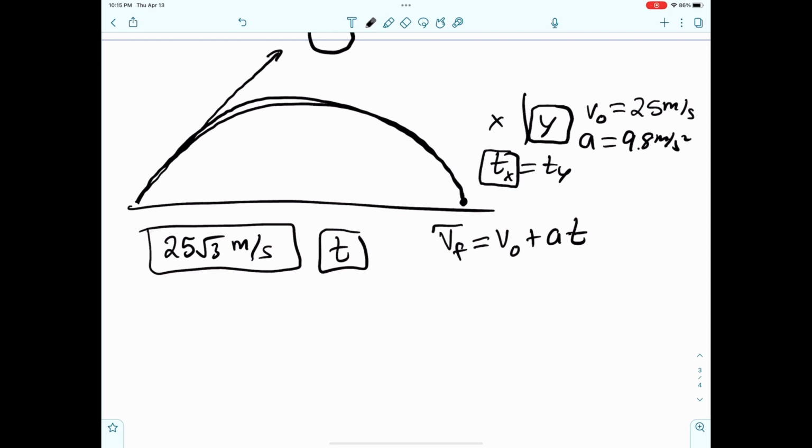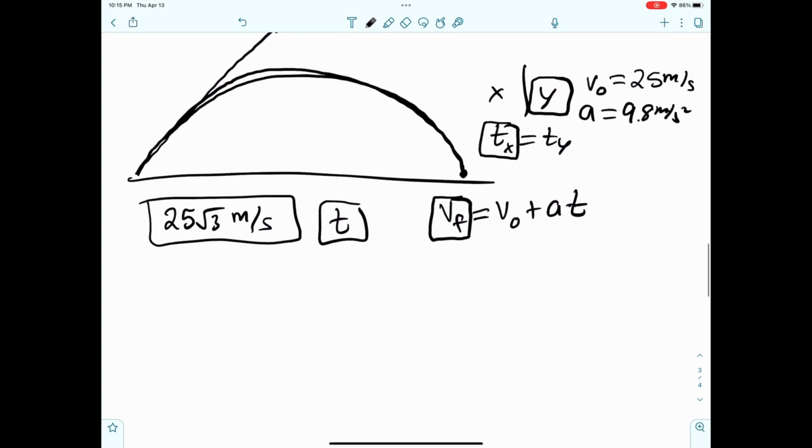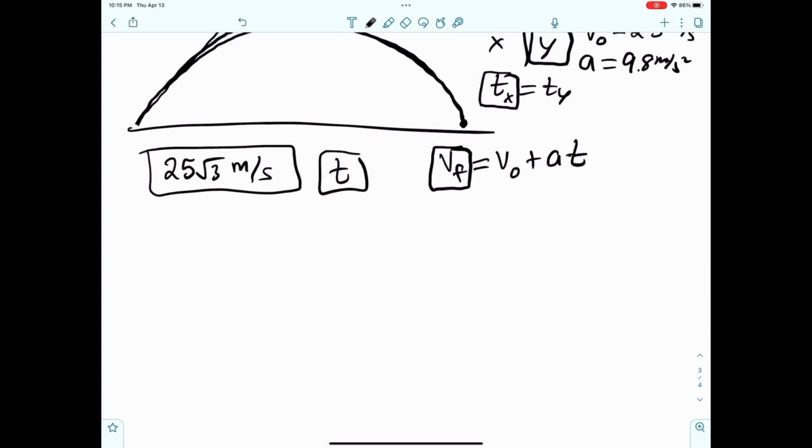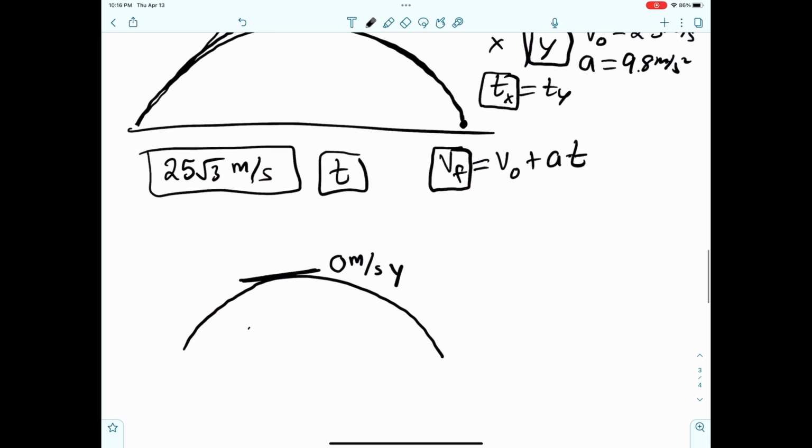Now, let me ask you a question. When is the velocity in the y direction going to be 0? Or when does the object stop moving in the y direction? Let's just draw the trajectory. At this point, the object has a velocity of 0 meters per second in the y direction. Because if I freeze time at that point, the object is just staying still at the top until gravity starts accelerating it downwards and eventually it comes down.